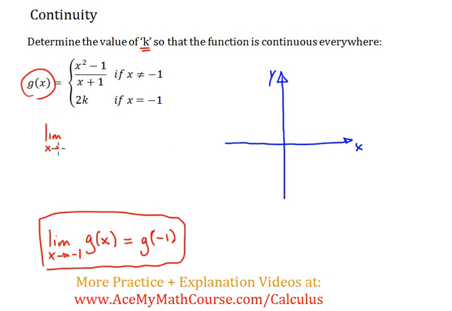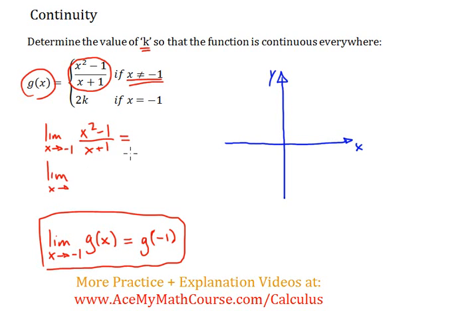Limit as x approaches -1 of g of x. And how can I figure this out? Well, when x is not equal to -1, so both to the right and the left of -1, g of x is just going to be equal to this. So I can actually just evaluate the limit of x squared minus 1 over x plus 1.